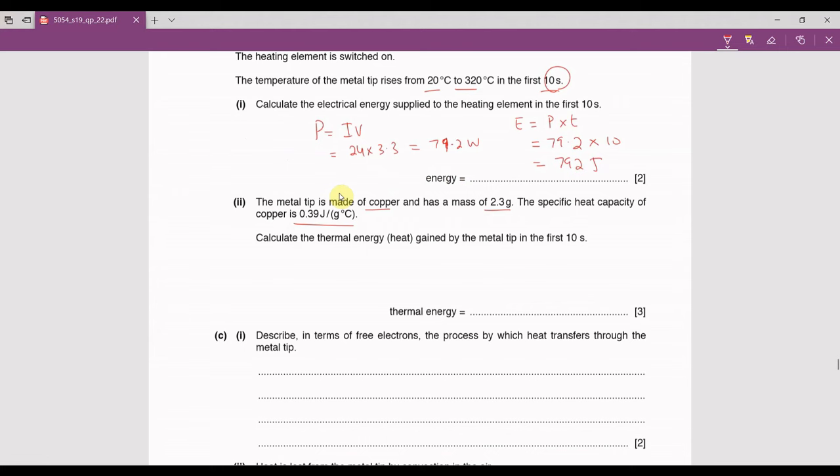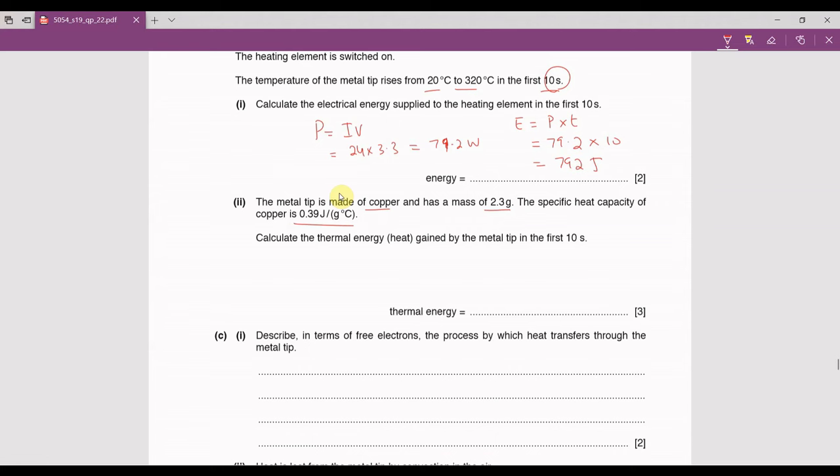Okay, so the thing is, the thermal energy gained by the metal tip is going to come from the electrical energy of the circuit, obviously, but not all of it is going to go there. So we are not going to just write this 792 energy here. That's not happening, because not all of the energy is going to convert into thermal energy of the metal tip. Some of that might be wasted. So we need to use the other formula here.